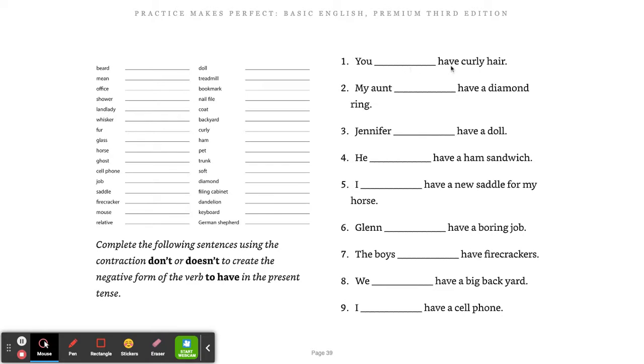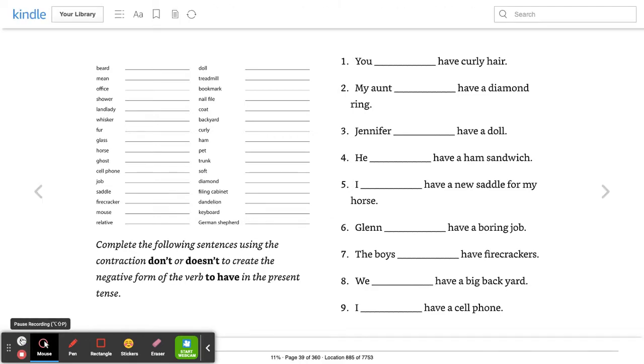Let's look at the sentences. You blank have curly hair. So, what should we do? Let's use either don't or doesn't to create the negative form of the verb to have. Here's the verb have. We need to put either don't or doesn't. You don't have curly hair. Let's continue with the sentences.